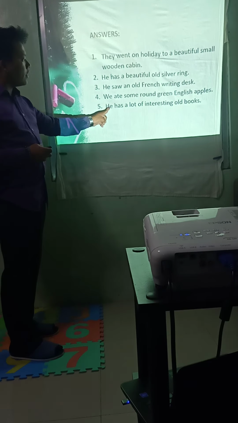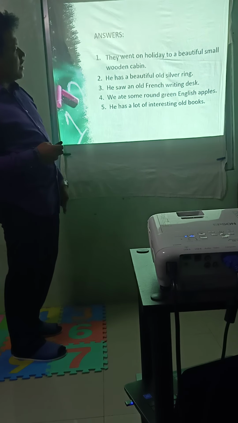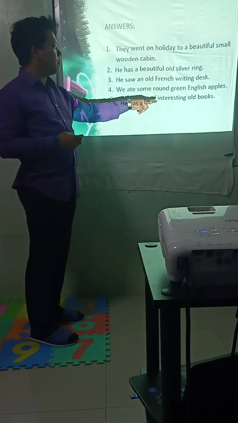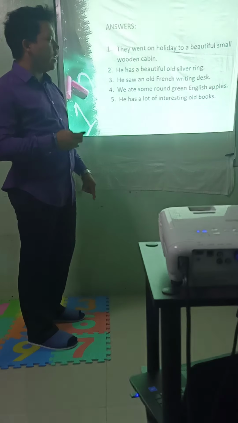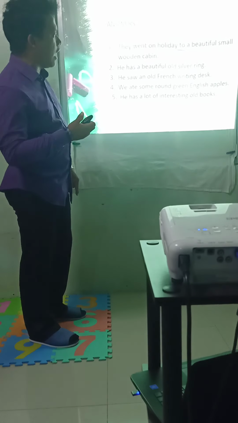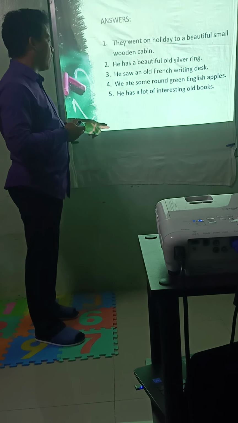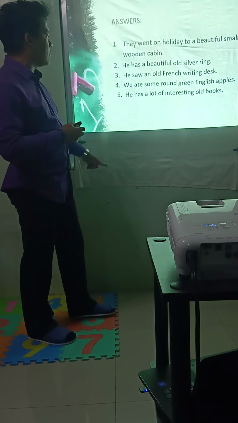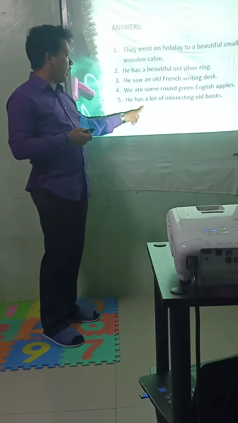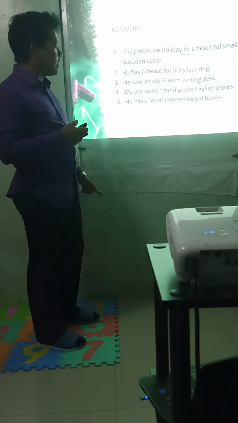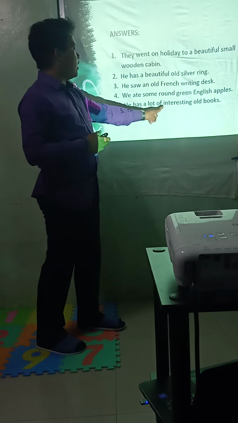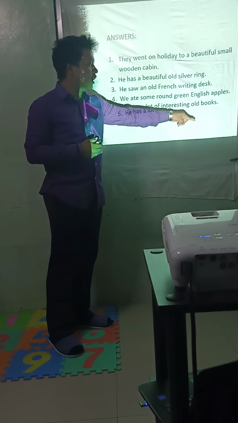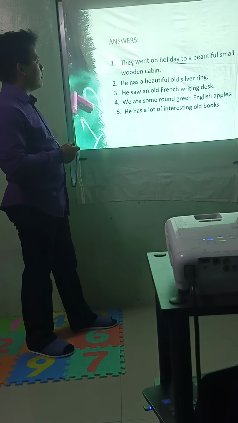Number 4, we ate some round green English apples. Some, number; round, shape; then green, color; English, origin; then apples is the one being modified. Number 5, he has a lot of interesting old books. A, article; a lot of, that is number also; interesting, that is opinion; old, age; then books is the noun.